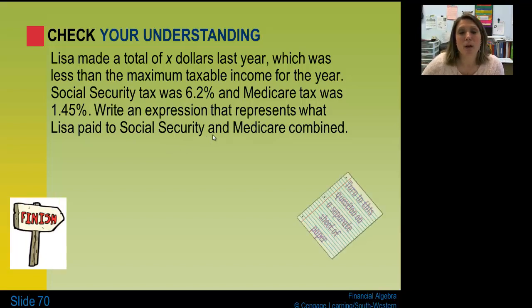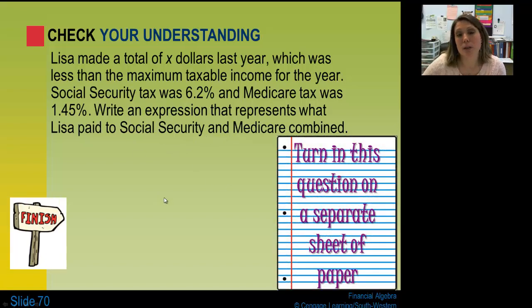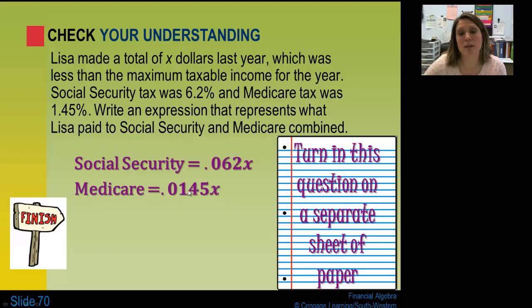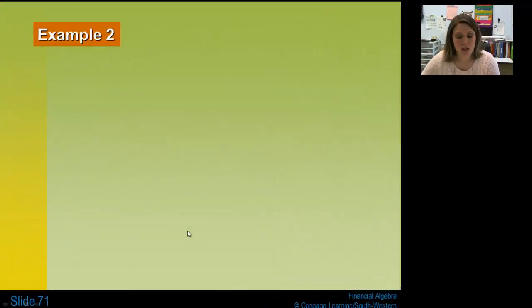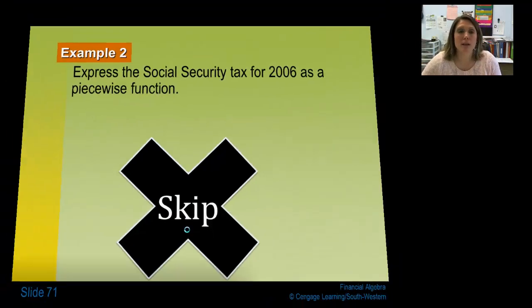So you need to finish this question on a separate sheet of paper as well as in your notes. So Social Security is 0.062 times the income, and then Medicare is 0.0145 times the income, so you need to tell me what it is combined. Example 2, we're going to go ahead and skip this question.